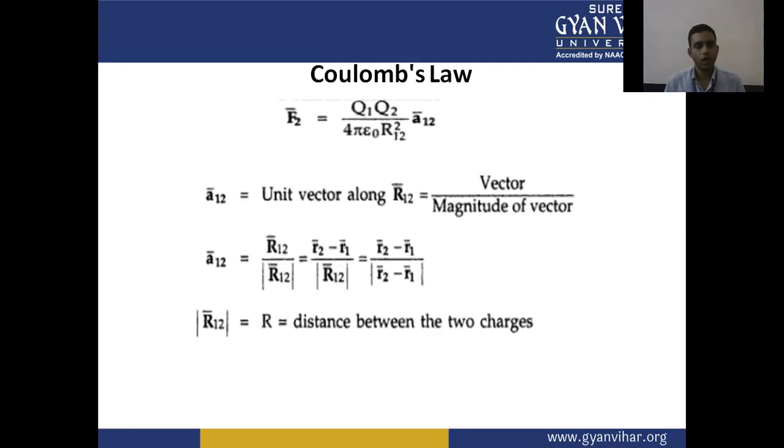A12 is equal to R12 upon mode of R12, equal to R2 minus R1 upon mode R12, equal to R2 minus R1 upon mode of R2 minus R1. This is the unit vector A12, in the direction from 1 to 2. So R12 is the distance between the two charges. Mode of R12 is the R, which is the distance between two charges.